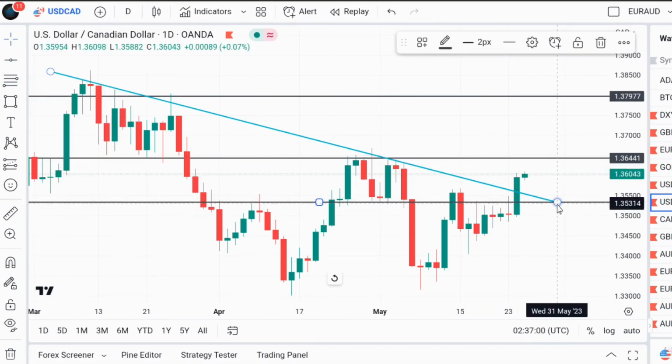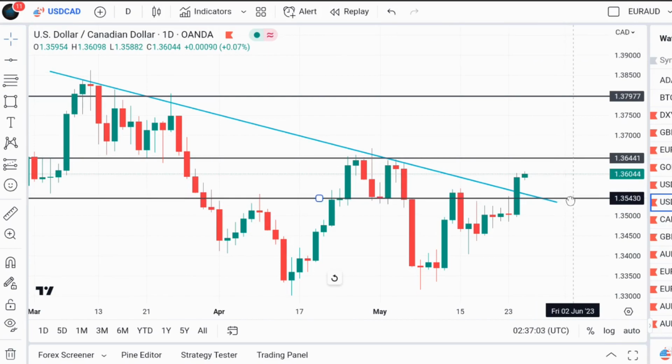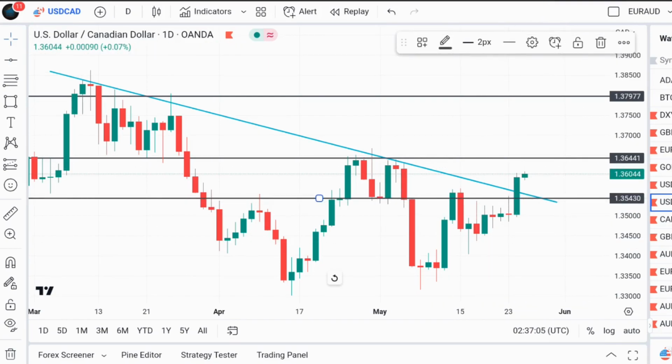This is the safe zone, which means that actually we might have a retracement, then a move to 1.36441, then a subsequent move to 1.37977, because this is where the opposite effect might actually come in right there. So these are the pairs I choose to analyze for you in this midweek forecast.